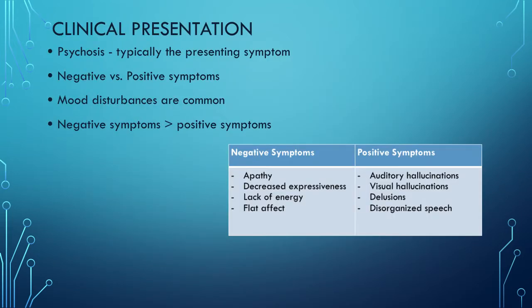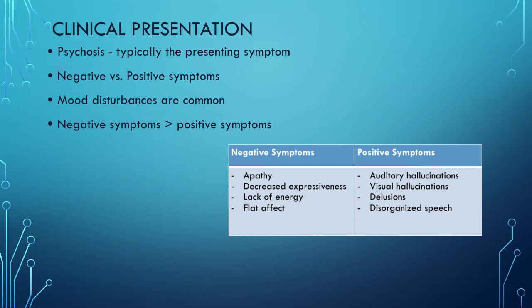Clinical presentation. Psychosis is typically the presenting symptom of this psychiatric disease. Symptoms are described as negative or positive. The way I like to remember which symptoms are correlated with which, I think of negative symptoms as things that patients lack or don't have, and positive symptoms as things that are extra. And so you'll see in my slideshow there is a table that lists negative versus positive symptoms.